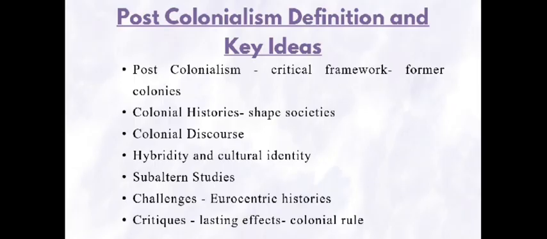Coming to the hybridity and mimicry part. Hybridity, where colonized societies develop in-between identities blending indigenous and colonial cultures. Coming to mimicry, colonized people imitate the colonizer's language, dress and customs but in ways that subtly resist colonial authority. Example, English educated elites in India under British rule.